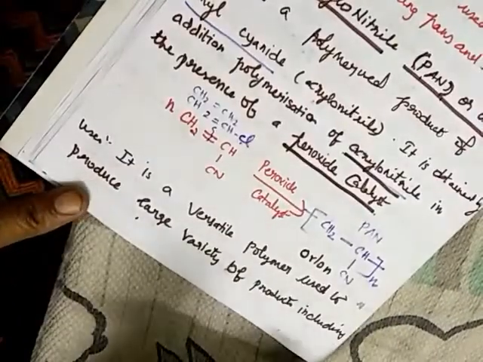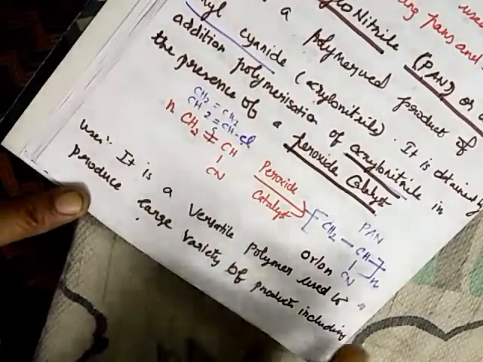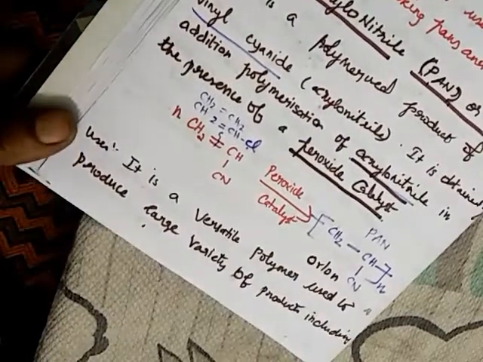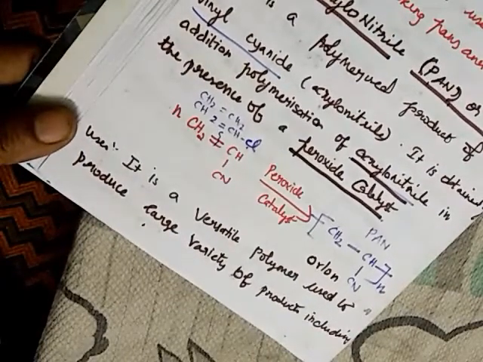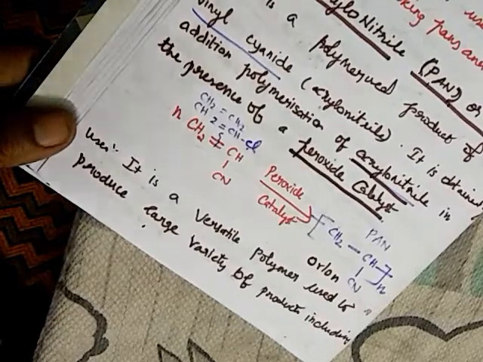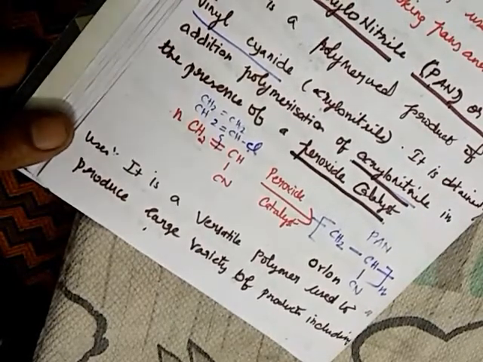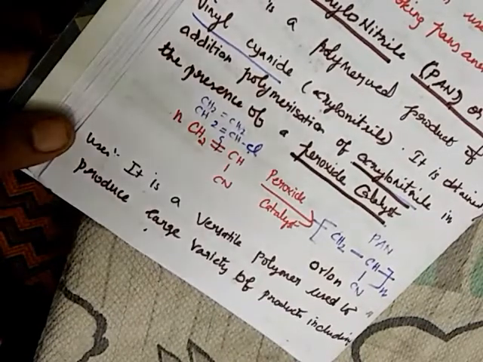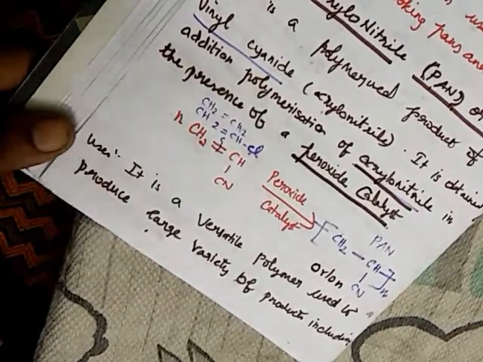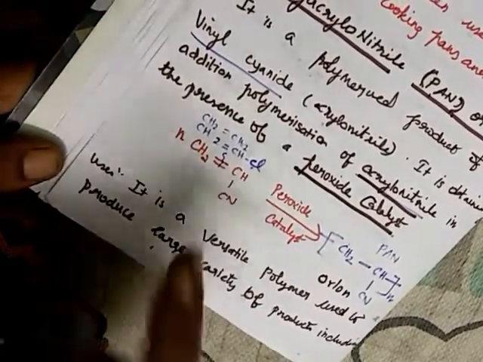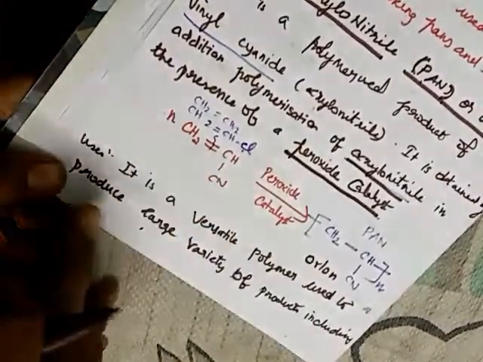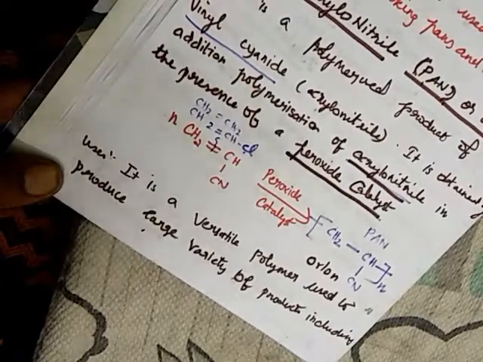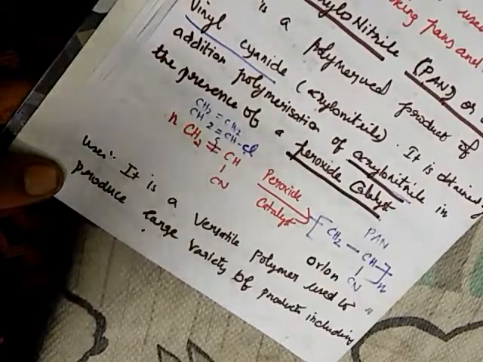So what is the use of Orlon? In the solution lesson we have studied the semi-permeable membrane, isn't it, children? We concentrated on the use of the osmosis process and reverse osmosis process. In order to get purified water, we are using filtration. In filtration, we are using a special membrane. That membrane is made up of PAN, that is nothing but Orlon. The special ultrafiltration membrane is made up of polyacrylonitrile, that is PAN.